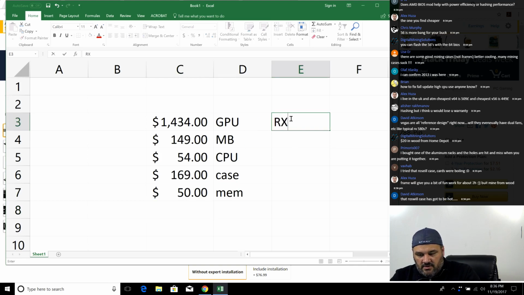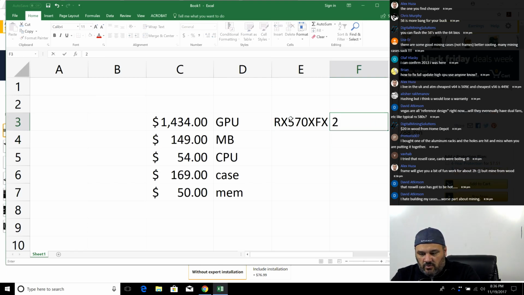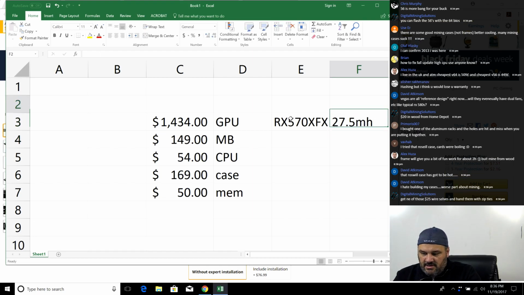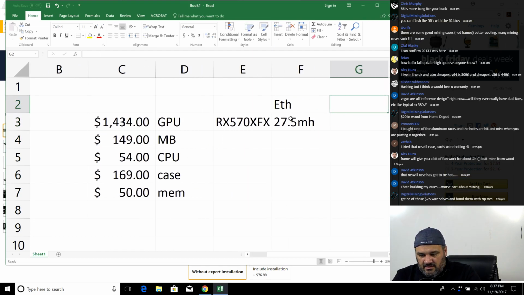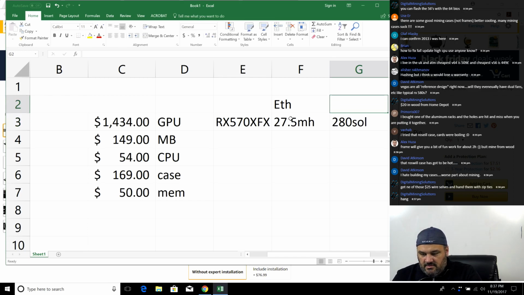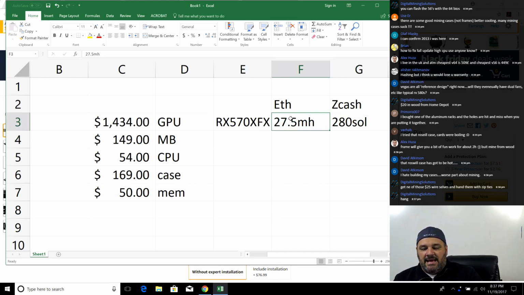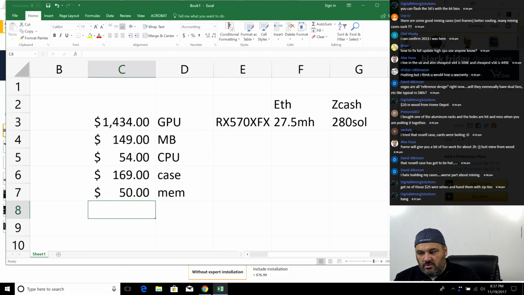I think these were RX 470 XFX. I'm just putting that down because that matters. Base models do about 27.5 megahash ETH, about 280 Sol on Zcash equivalent. Those are relatively safe numbers. You can push them a little higher than that, but that just gives you an idea on those. Let's look at some other components here.